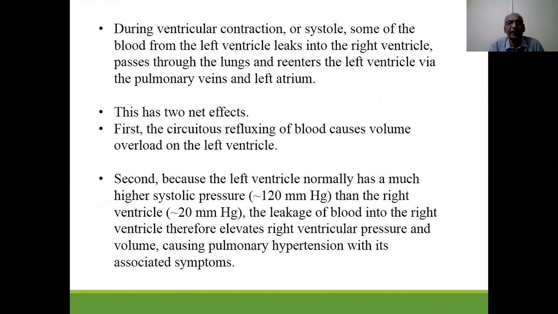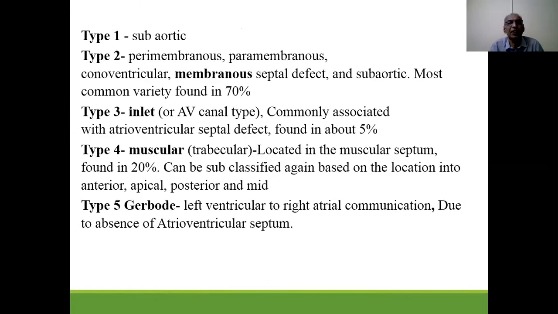This has 2 net effects. First, circuitous refluxing of blood causes volume overload of the left ventricle. Second, because the left ventricle normally has much higher systolic blood pressure than the right ventricle, the leakage of blood into the right ventricle elevates the right ventricular pressure and volume, causing pulmonary hypertension, which is very common in VSD. Types we have just seen: subaortic, perimembranous, inlet, muscular.